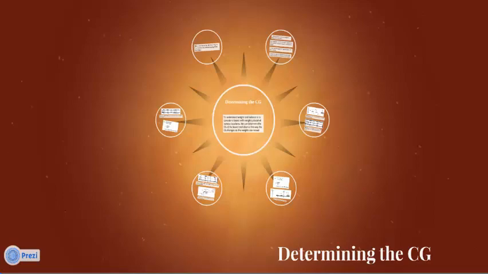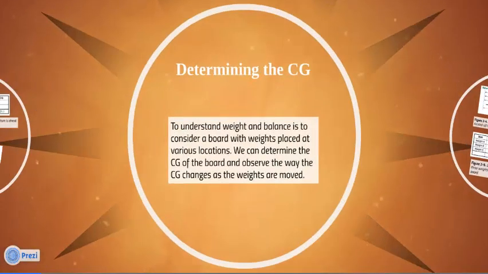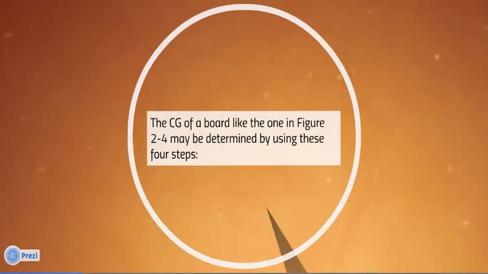Determining the CG. One of the easiest ways to understand weight and balance is to consider a board with weights placed at various locations. We can determine the CG of the board and observe the way the CG changes as the weights are moved. The CG of a board, like the one in Figure 2-4, may be determined by using these 4 steps.